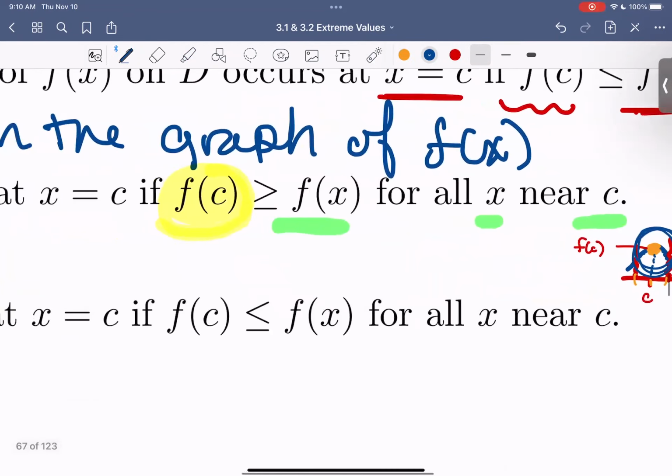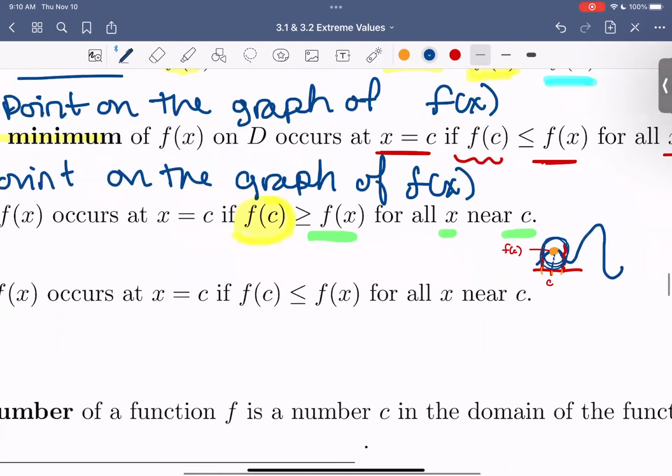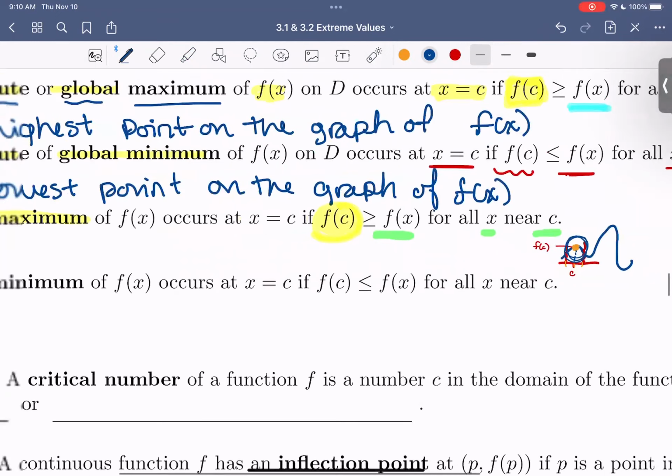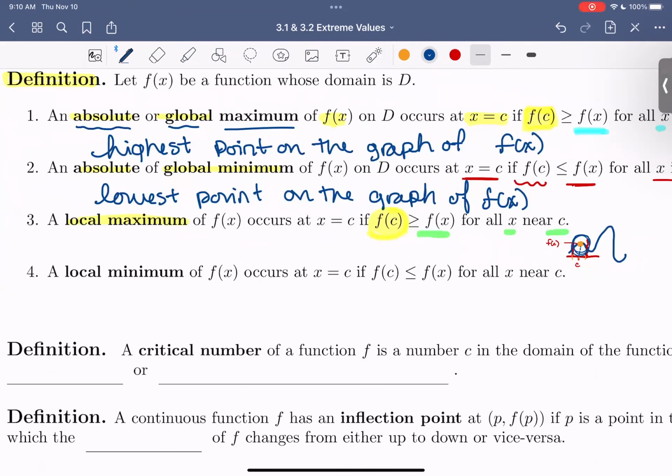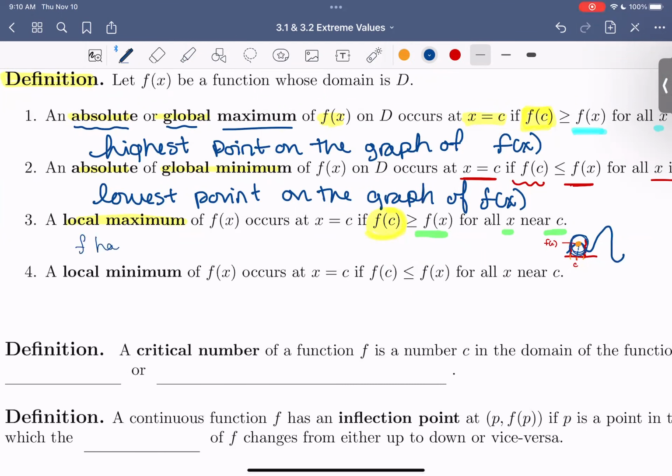And maybe if we want to write this down in words a little bit, we have a local maximum at a point C if f has smaller function values on either side of the output at C. So we could say f has smaller values on both sides of C.